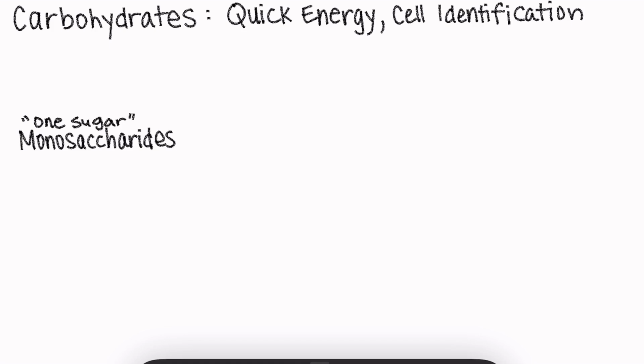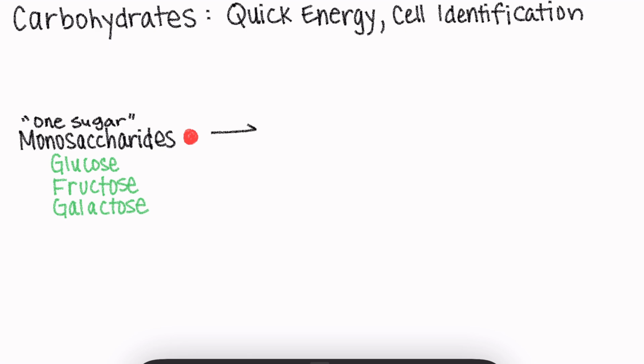And I'm just going to represent it with a red circle. Examples of monosaccharides are glucose. This is what is in our blood when we talk about blood glucose. Then there's fructose. This is a fruit sugar, and galactose. These are the three best known simple sugars.